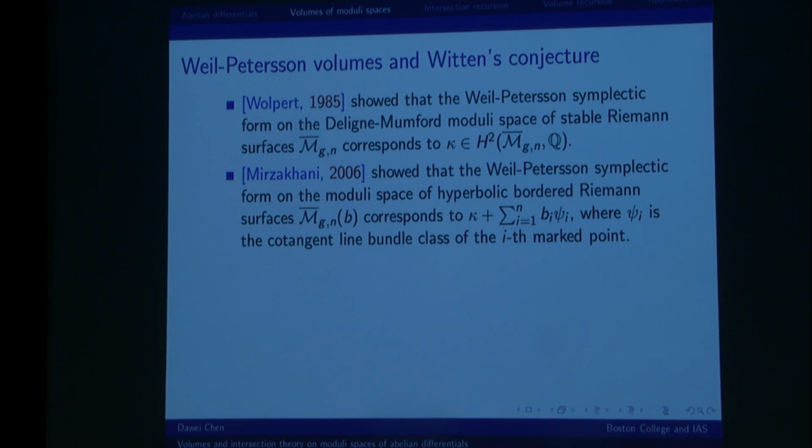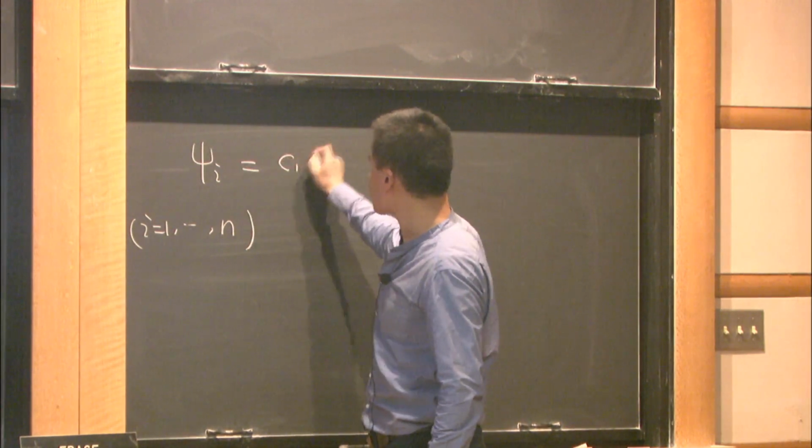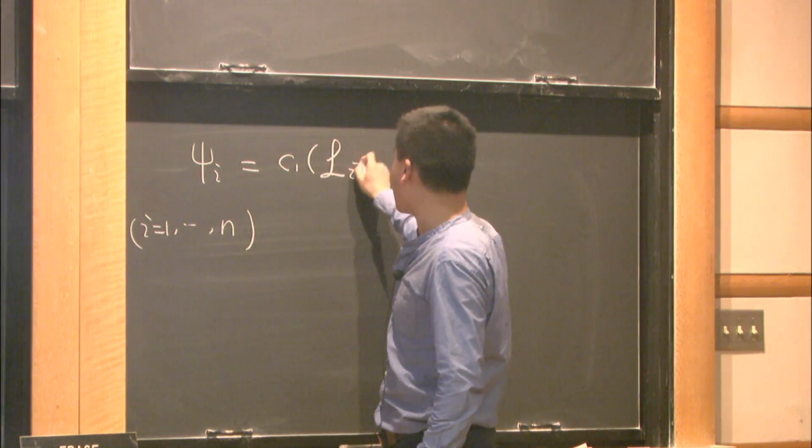So what are the psi classes? They play a role for later part of my talk, so let me recall the definition. These are really the same psi classes that show up in the most famous Witten's conjecture in, I guess, early 90s. But in any case, here I have n marked points. There are n different psi classes for i from 1 to n. So this is the first Chern class of some holomorphic line bundle L_i.